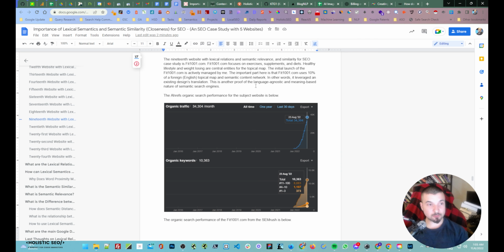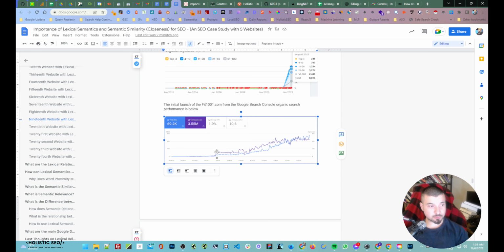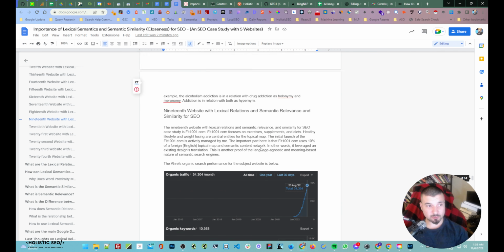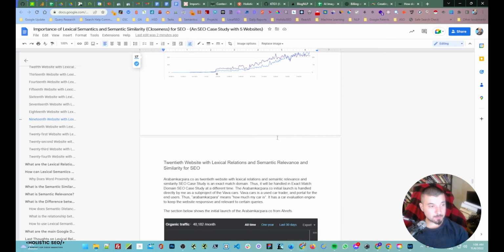But imagine that you create a topical map for one language. You just translate it and use it in another language. These are the initial results. These are the Google Search Console results. It's a brand new domain, by the way. There is no PageRank. The domain rating of this website is like 3, 4, 5, something like that. You can check it whenever you want.